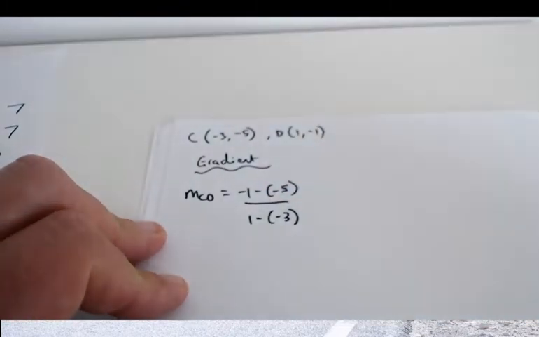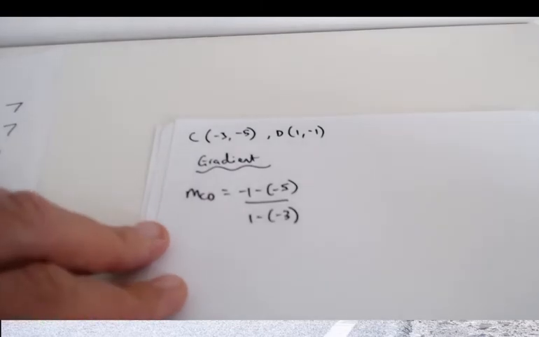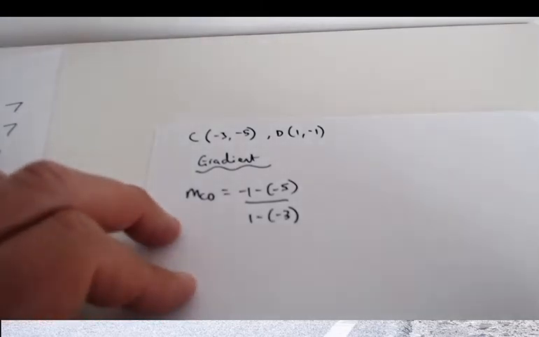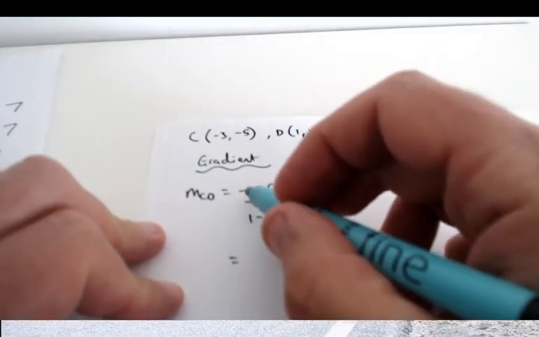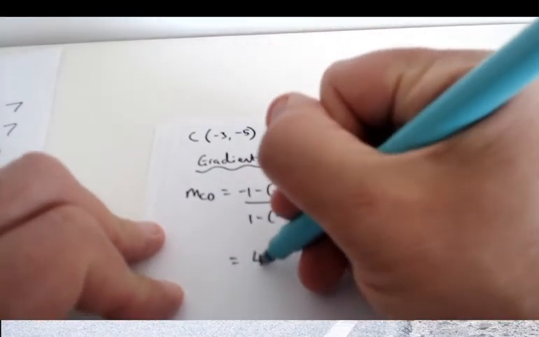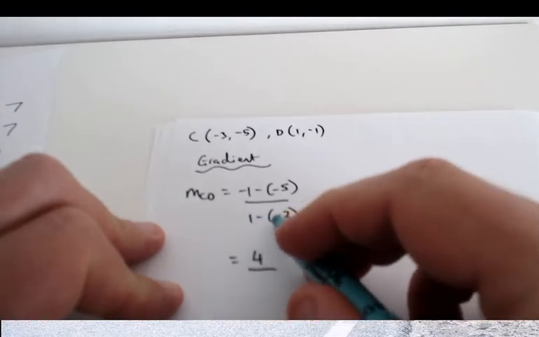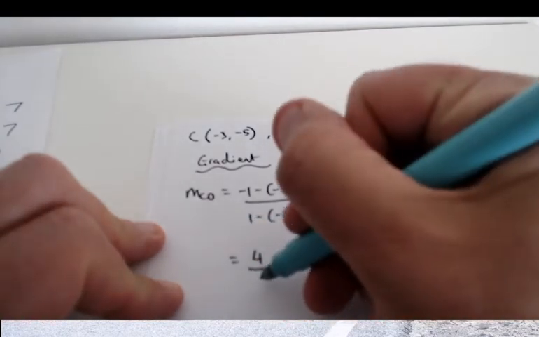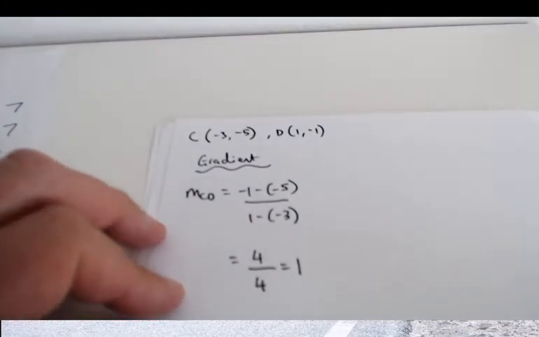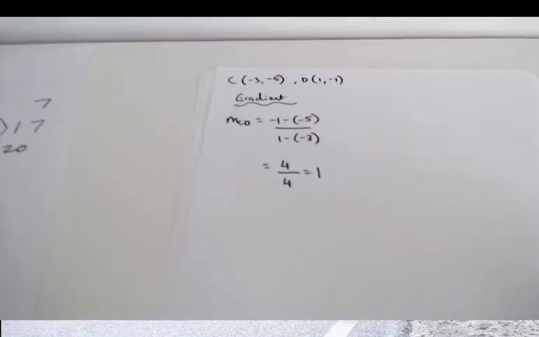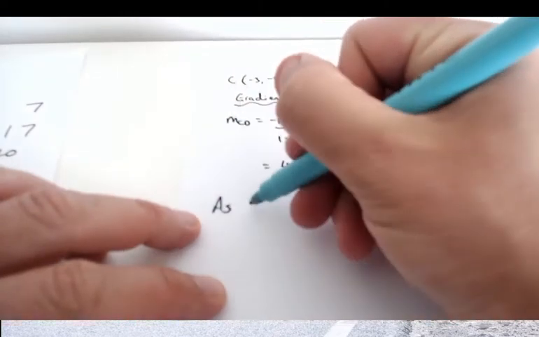Notice I'm not writing down the gradient formula. We should be good enough at this by now not to have to labour it. So that means my gradient, minus 1 take away negative 5 is minus 1 add 5, which will take me up to 4. 1 take away minus 3 is 1 add 3, which will take us up to 4. 4 over 4, my gradient is 1. I now need the perpendicular gradient. So I write my wee statement.